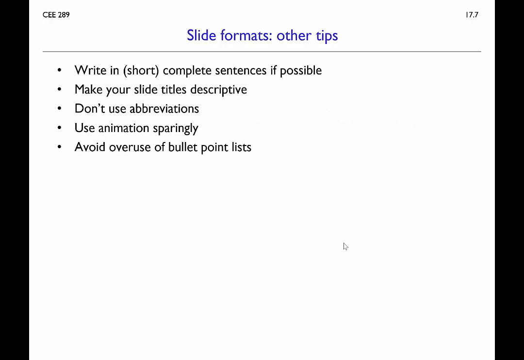Some other tips on slide formats: when you are putting some text in here, use complete sentences if you can. These bullet points are all short, complete sentences. It's very tempting sometimes to leave out a verb and just have a subject and an object, but then it gets much tougher for the audience to understand what you're saying. Same thing with the title of the slides. Try to be a little bit descriptive there. Don't just say "formats." Try to say, "This is other tips around slide formats."